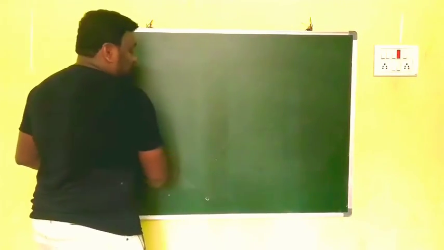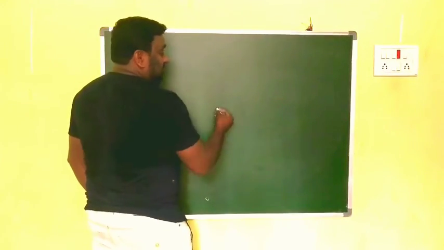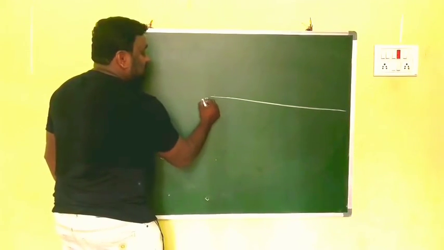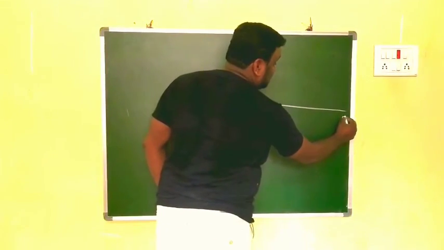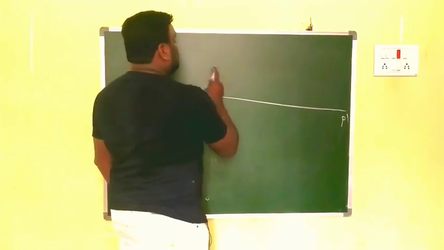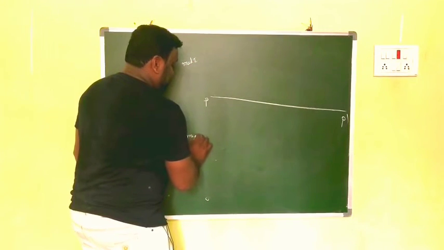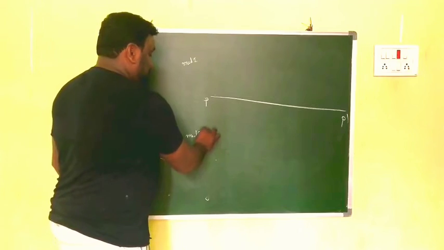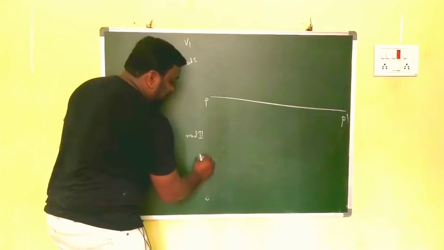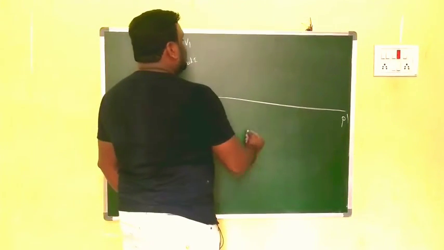To understand that, the diagram is very important. Watch carefully. This is the interface, P dash, that separates both media. This is medium 1 and this is medium 2. Clear, children? Medium 1 and medium 2. In medium 1, the velocity of light is V1. In medium 2, the velocity of light is V2.